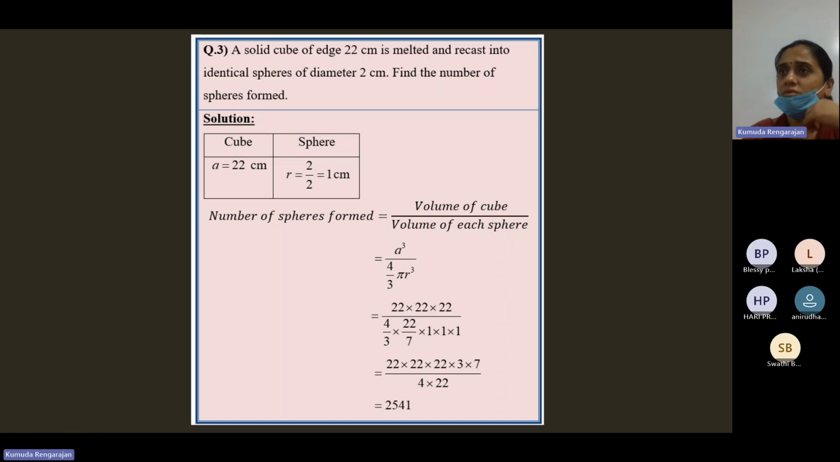Number is equal to, whenever we have to find a number, it's volume by volume. See, why volume by volume? Why not area by area? Because when one solid is melted and recast into one or more other solids, their volumes only will be the same. So here this cube is melted and recast into many identical spheres. Then the volume of all the spheres will be equal to volume of the cube.